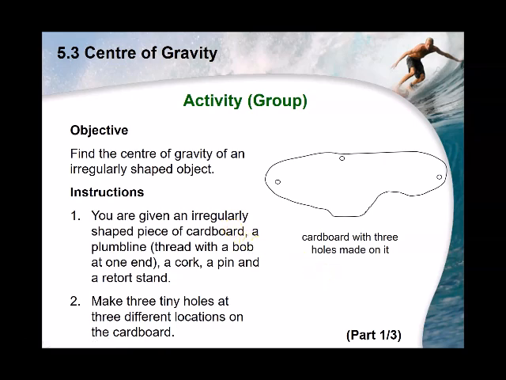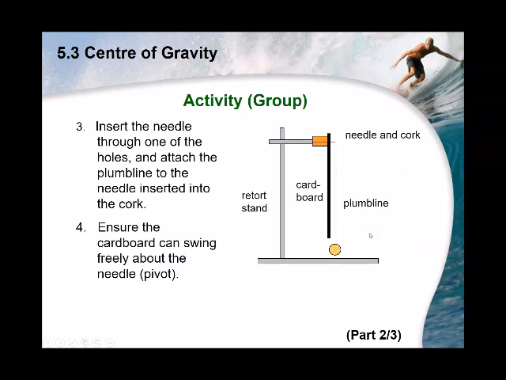First and foremost, if you have an irregularly shaped object like that, what you need to do is make 3 tiny holes at the corners, at different locations of the cardboard. And then what you do is set up a retort stand like that, put a needle over here, put a cork over here, a needle through the cork, and place a plumb line over here. A plumb line is just something like a pendulum. You can use a pendulum, or anything which has a string plus a weight at the bottom. So you can use a pendulum bob also.